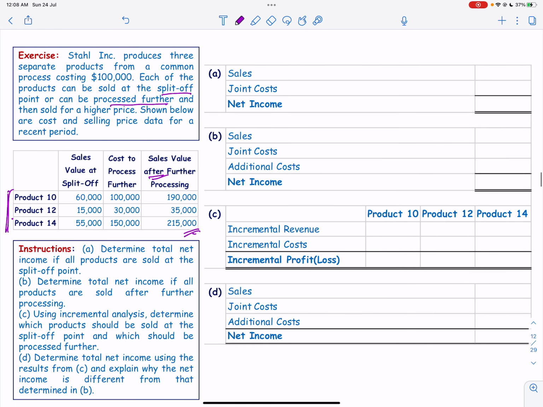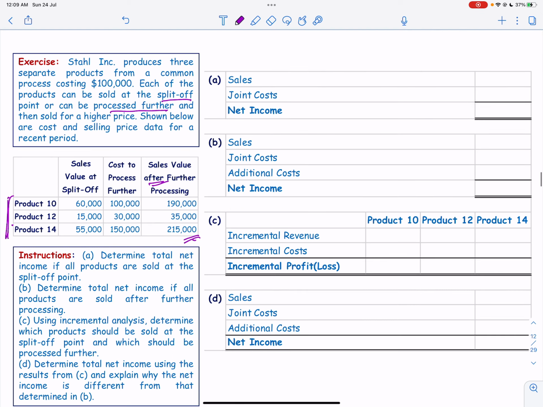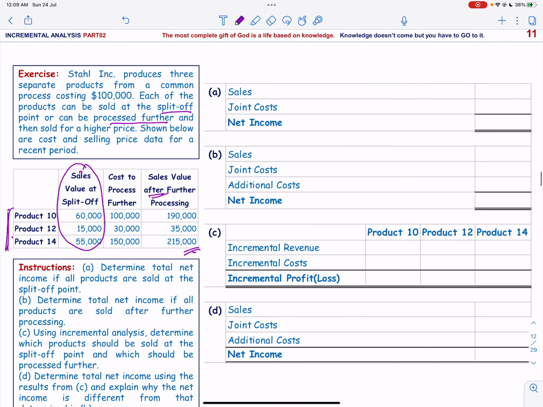Determine total net income if all products are sold at split off point. So you can see that the total sales value will be 130,000. And the joint cost is given to us as 100,000. So the net income will be 30,000.